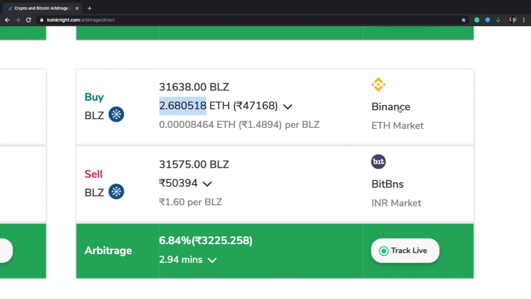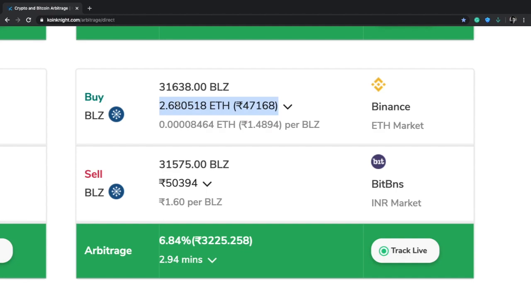So according to this card, you need to purchase 31,638 coins of Bluezell at a per unit rate of 0.0000846, that is approximately 1.4894 INR in your fiat currency. This leaves you with a total cost of 2.680518 Ethereum, inclusive of all the charges, and this corresponds to 47,168 INR.